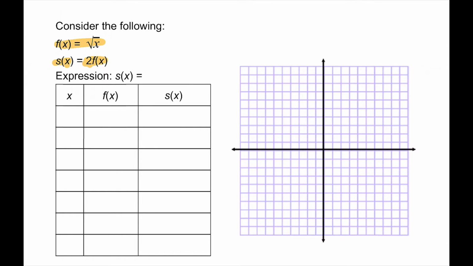Well, why is it the answer? It's because here 2 is on the outside of f of x. So it's outside of f of x, meaning that we calculate f of x first, and then we take it and multiply by 2.